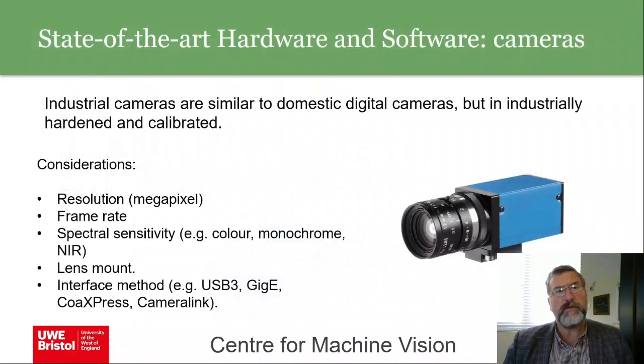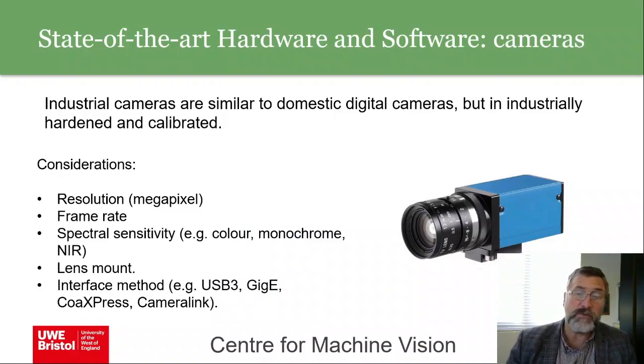So thinking then first about the camera. Industrial cameras are similar to domestic digital cameras, the kind of thing you might buy off the internet, but they are industrially hardened and calibrated. So first of all, they're usually in a metal case, and they're reasonably repeatable. So if one goes wrong, you replace it with another, which will be very similar to the first one, calibrated, if you like.